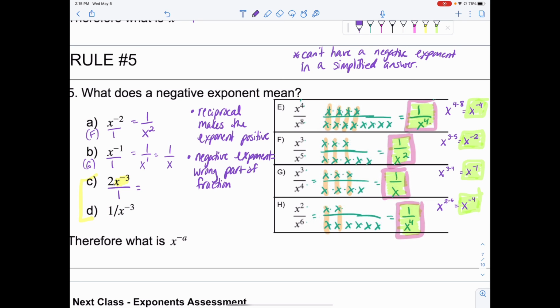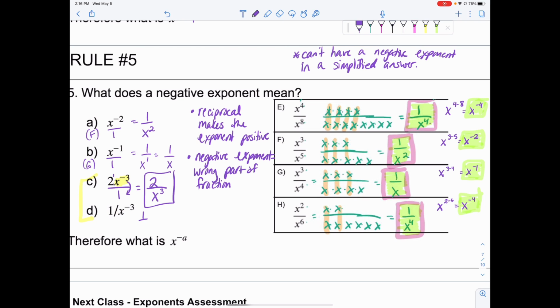The 2 does not have a negative exponent. In fact, there's an invisible 1 as its exponent. So 2 does not have a negative exponent. It stays where it is. The only thing with a negative exponent is that x to the -3rd. So we could think about the reciprocal. There's a negative exponent in the numerator, so we need to move it to the denominator. So we're going to move the x to the denominator. That is finding the reciprocal. And when we do that, that negative exponent becomes positive. So our final answer is 2 over x cubed.